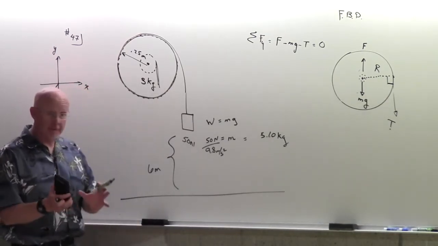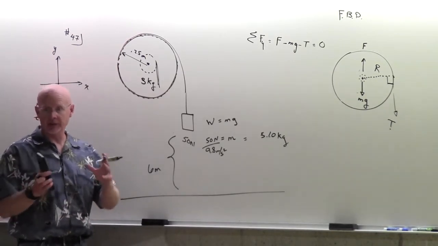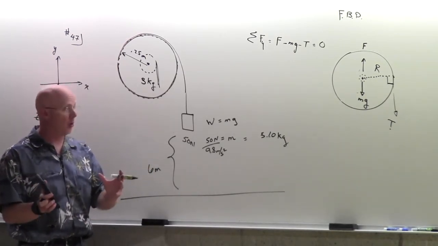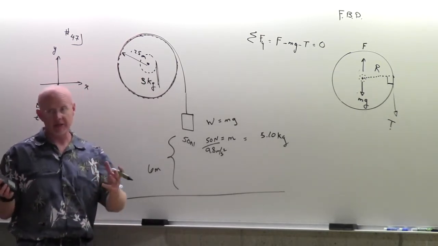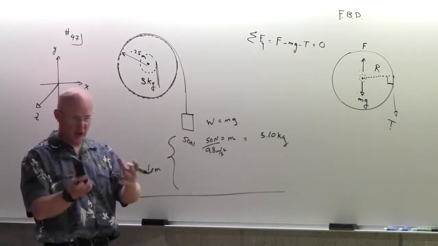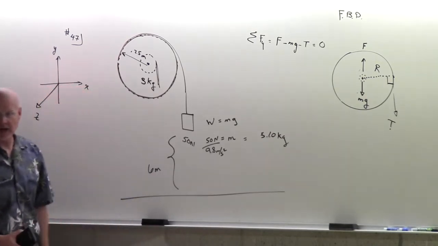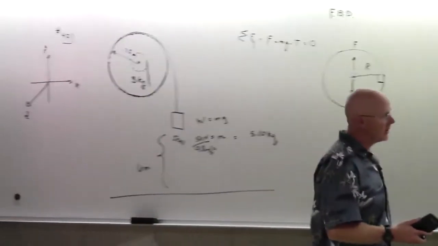And yet, I saw it a few times on the second test, maybe because you didn't know what else to do, and people just said, the tension is the weight of the object. No, it is not. And at least in the past, I've seen it a lot on the third test. So I'm warning you, don't assume the tension is the weight of the object. It's not even close to it. Okay?